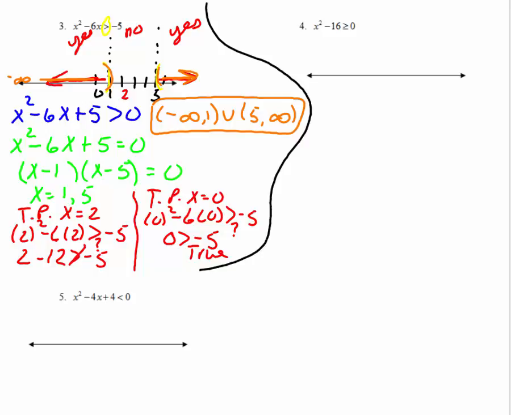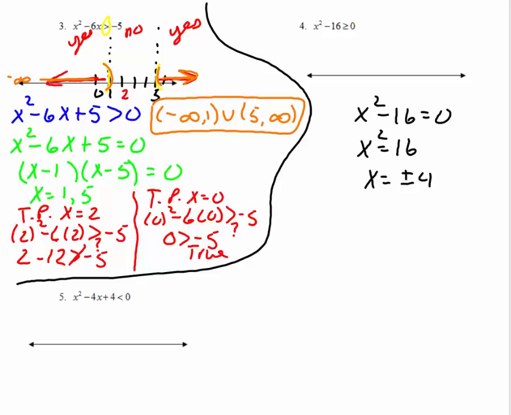So number 4, x squared minus 16 is greater than or equal to 0. We'll pretend we have an equal sign, so x squared minus 16 equals 0. That's factorable, or you could use the square root property. If I add over the 16 and then take the square root of both sides, not forgetting plus or minus, I would get x equaling plus or minus 4. If you want to factor it, certainly you can do so.